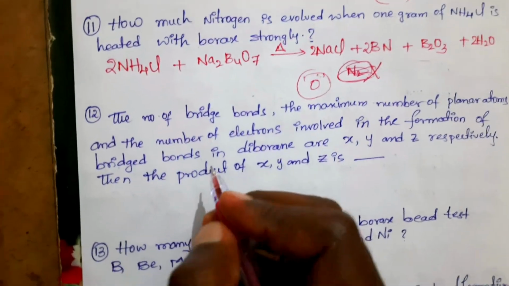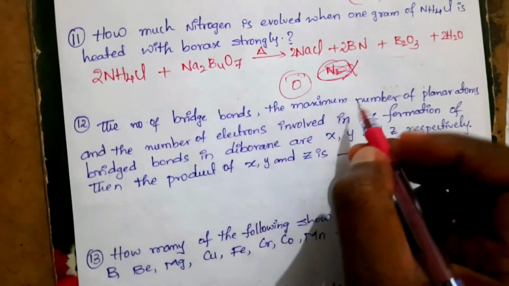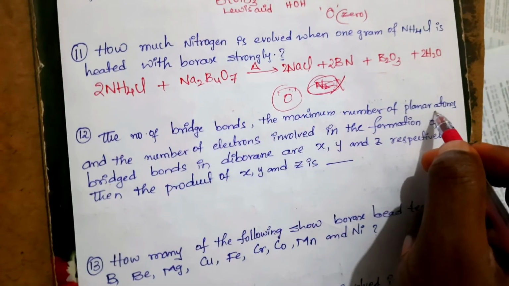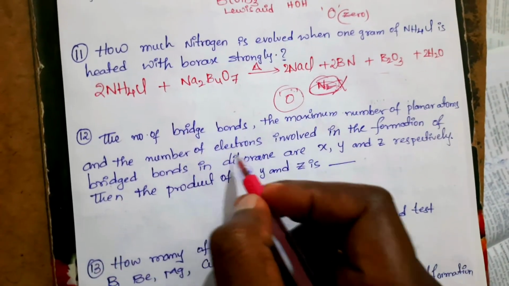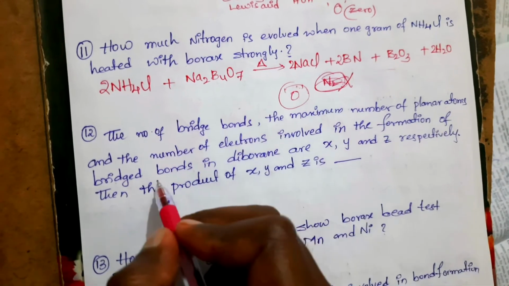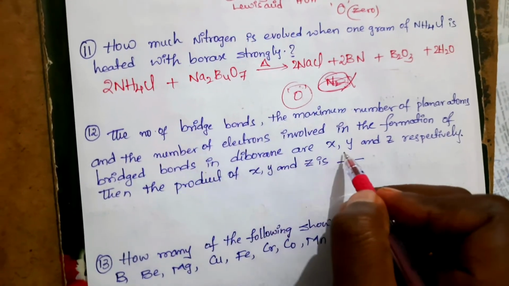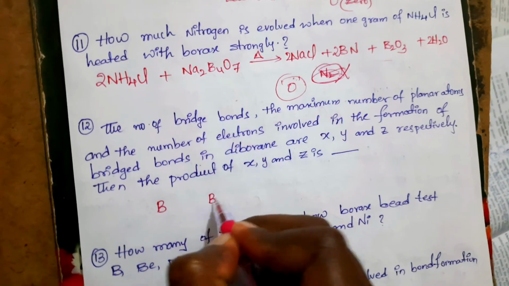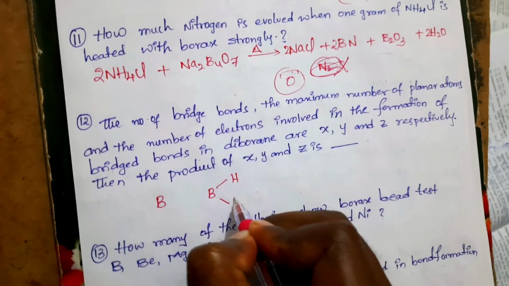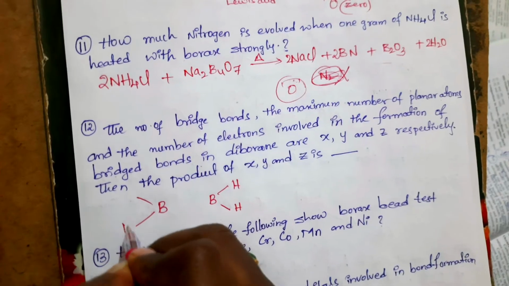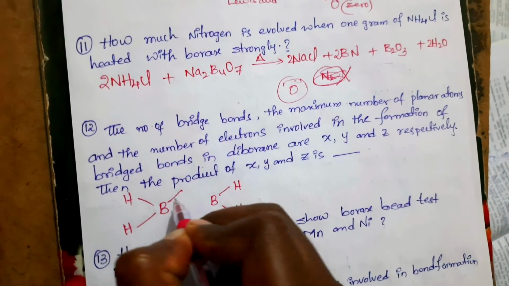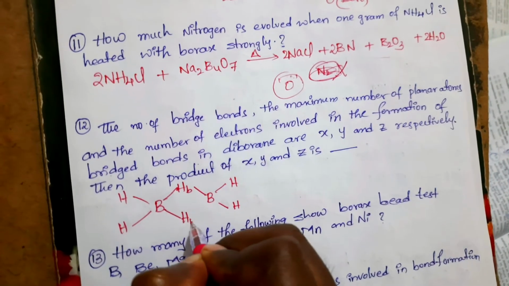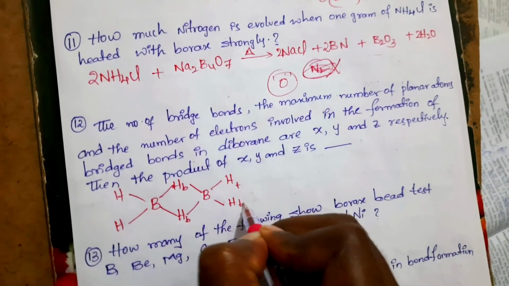Now next one. The number of bridged bonds. The maximum number of planar atoms and the number of electrons involved in the formation of bridged bonds in diborane are X, Y, Z respectively. This is the diborane structure. Here these are bridged hydrogens. These are terminal hydrogens.